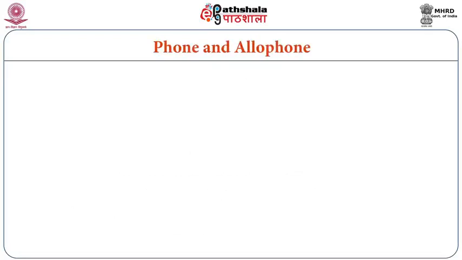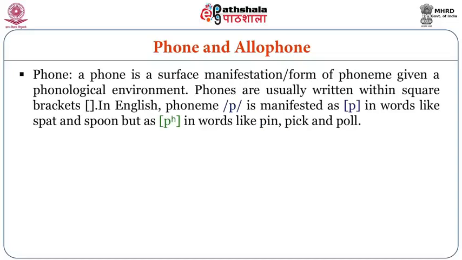Often we discuss phone and allophone. Now, what are the differences between the two? We all know that a phone is a surface manifestation, or form, of a phoneme given a phonological environment. Phones are usually written within square brackets. In English, phoneme p is manifested as p in words like spat, spoon, but as aspirated p in words like pen, pick, ball.